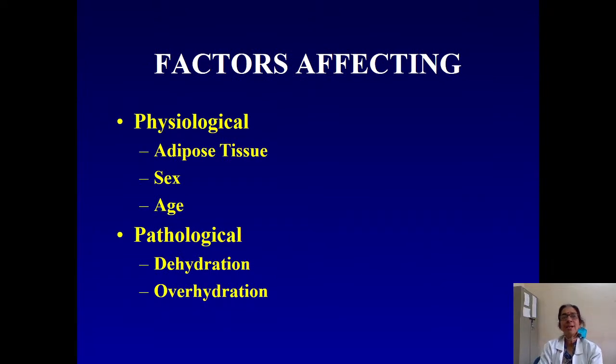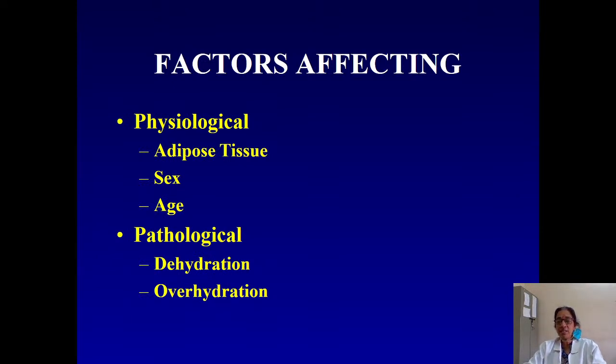What are the factors that affect the total body water? Some physiological factors. Adipose tissue: the more adipose tissue there is, the less the water. In females, adipose tissue is more, which is why total body water in females is less. Sex: in females it is less than in males. Age: in infants, total body water is much more. As they grow and become older, total body water decreases. Pathological conditions are dehydration and overhydration. Dehydration means a lot of extracellular fluid has gone out. Overhydration means, for example by taking saline, a lot of extracellular fluid has been added, mainly extracellular fluid.